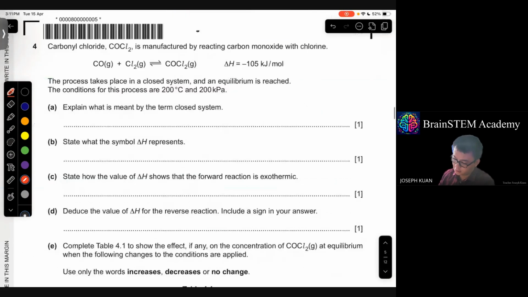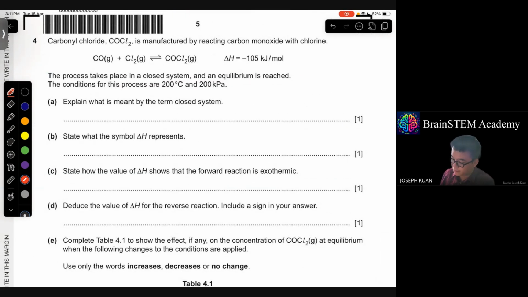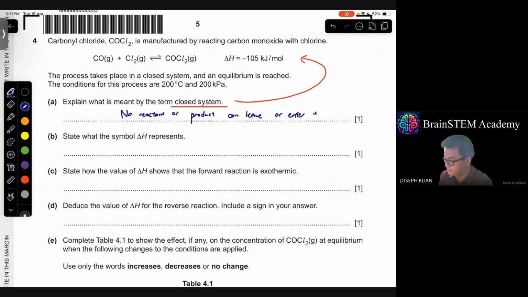Now, moving on, carbonyl chloride is manufactured by reacting carbon monoxide with chlorine. The process takes place in a closed system and an equilibrium is achieved. The conditions for this process are 200 degrees Celsius and 200 kPa. Explain what is meant by the term closed system. Now, a closed system is required for an equilibrium to be established. And by a closed system, it means a closed container where no reactant or product can leave or enter the system.